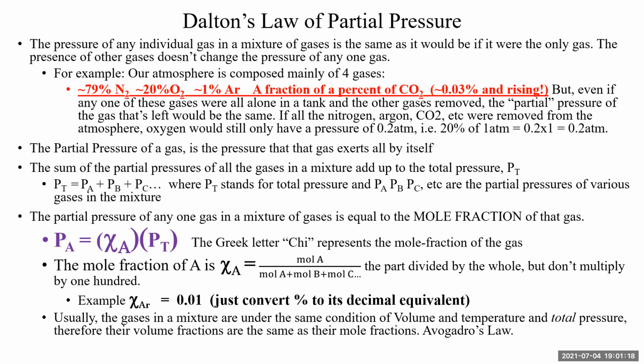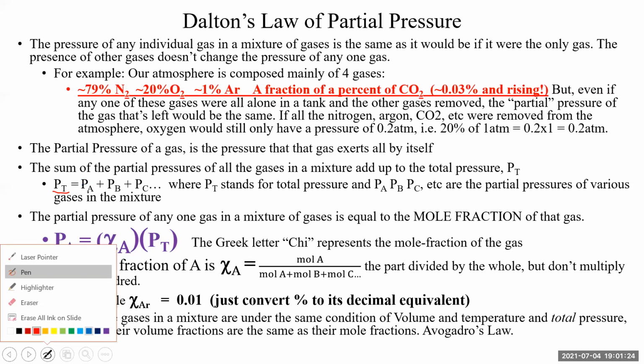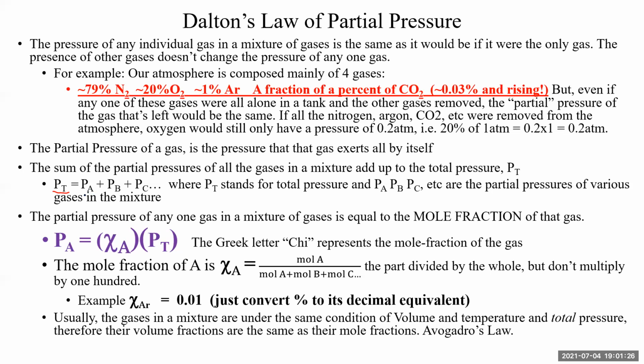So we designate this P_T, where T stands for total. The total pressure equals the sum of the partial pressures. Partial pressure is indicated with a capital P and then subscript A, B, C, where A, B, and C are just stand-ins for whatever the identity of the gas is. So for example, the partial pressure of oxygen gas would be written capital P subscript O2. Partial pressure of argon would be capital P subscript Ar for argon, etc. So that's how you write that.